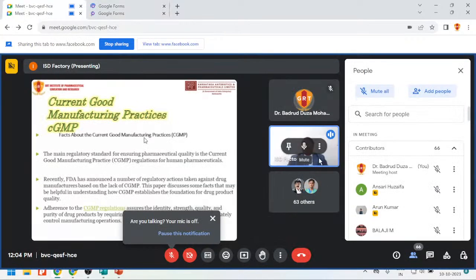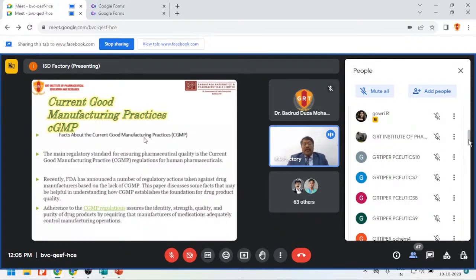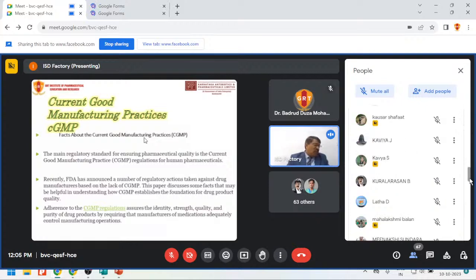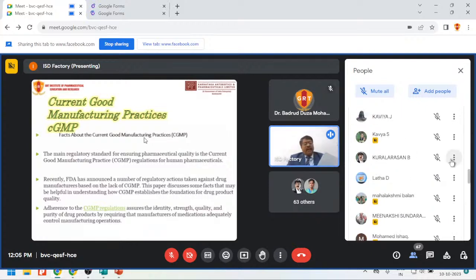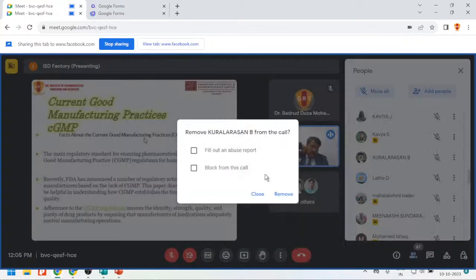Recently, FDA announced a number of regulatory actions taken against drug manufacturers based on the lack of CGMP. This is important here: lack of GMP. A lot of companies are not monitoring the GMPs. They are only seeing the business process and releasing the product, and it will affect human beings. So to maintain all these things, the manufacturer is acted against based on the lack of the CGMP.